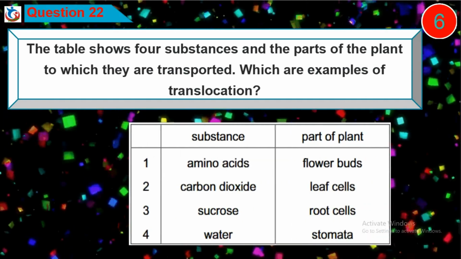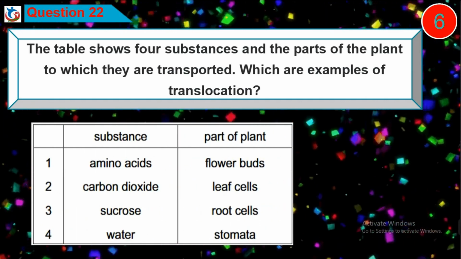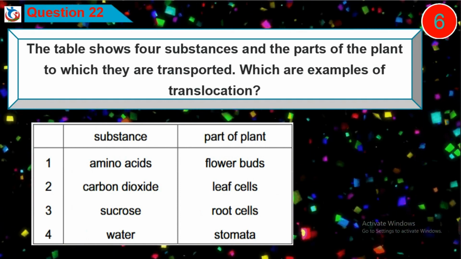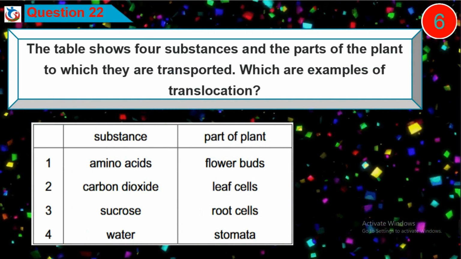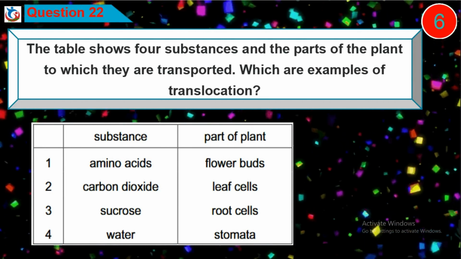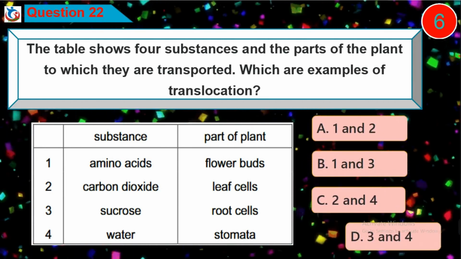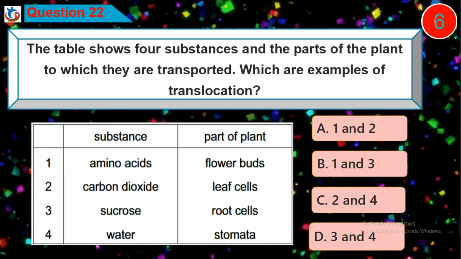Question 22. The table shows 4 substances and the parts of the plant to which they are transported. Which are examples of translocation? Is it option A, B, C, or D?